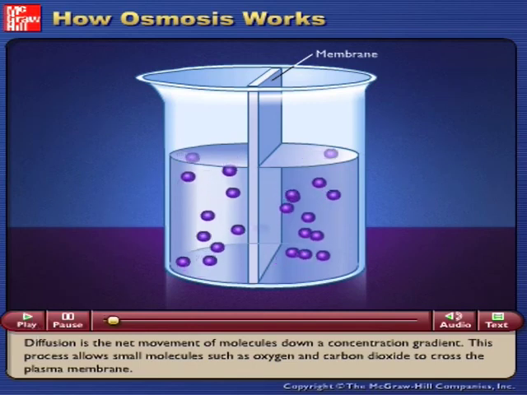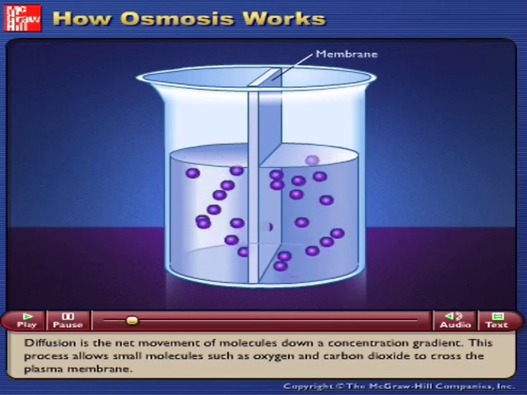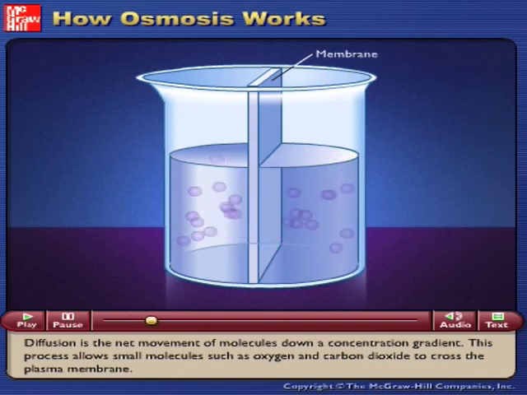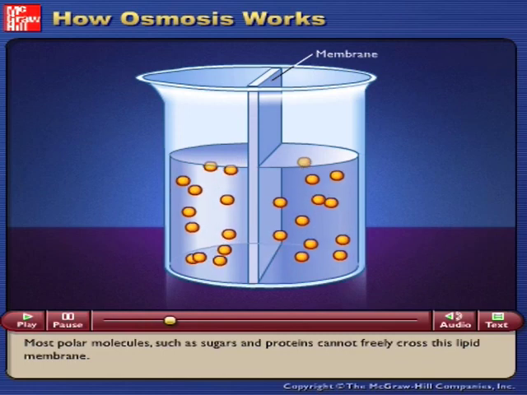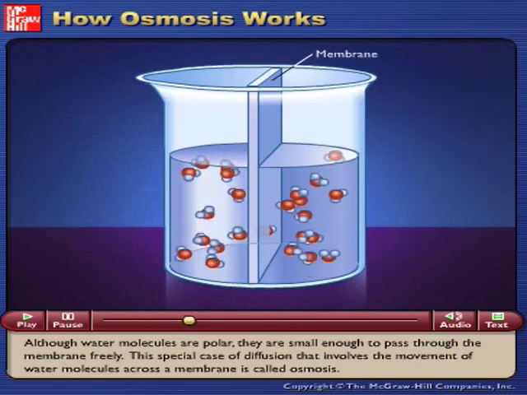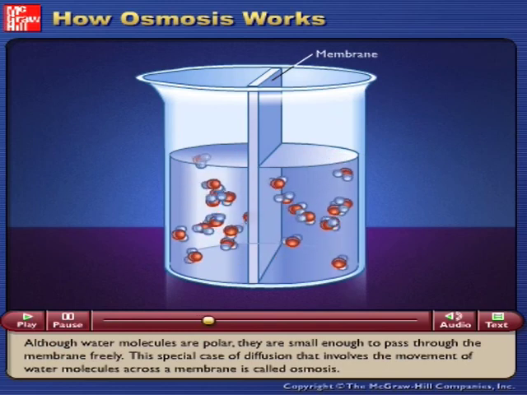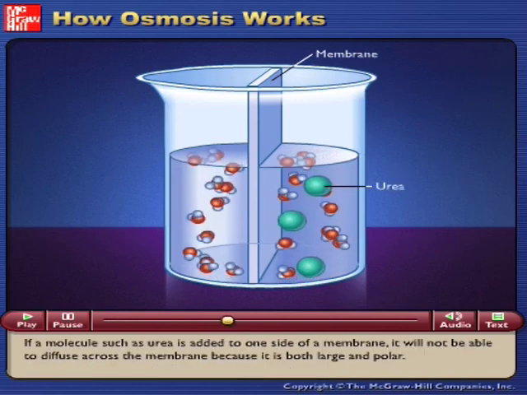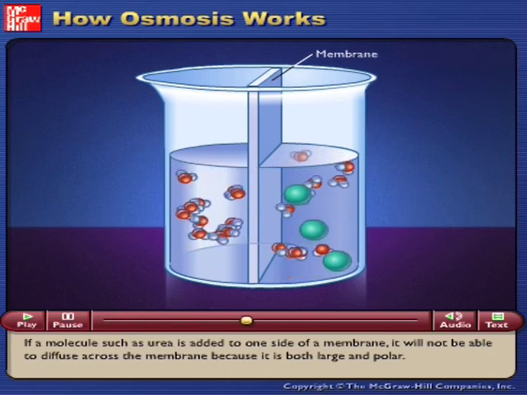Diffusion is the net movement of molecules down a concentration gradient. This process allows small molecules, such as oxygen and carbon dioxide, to cross the plasma membrane. Most polar molecules, such as sugars and proteins, cannot freely cross this lipid membrane. Although water molecules are polar, they are small enough to pass through the membrane freely. This special case of diffusion that involves the movement of water molecules across a membrane is called osmosis. If a molecule, such as urea, is added to one side of a membrane, it will not be able to diffuse across the membrane because it is both large and polar.